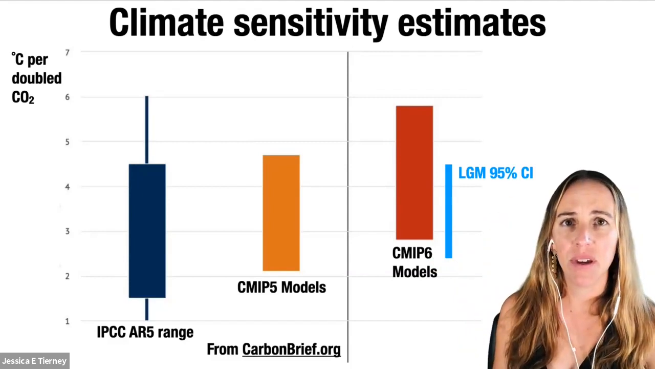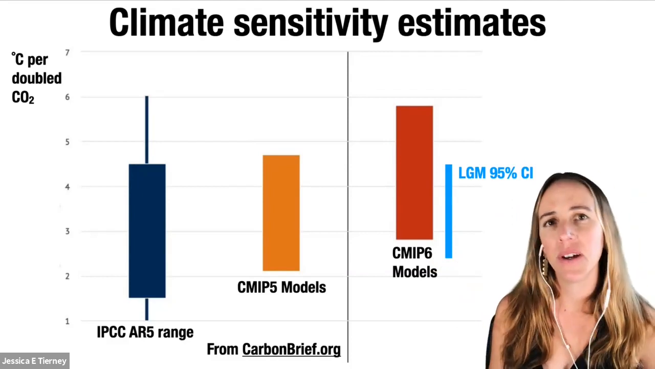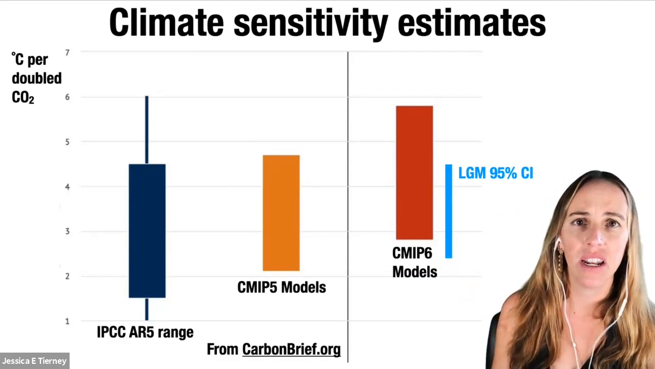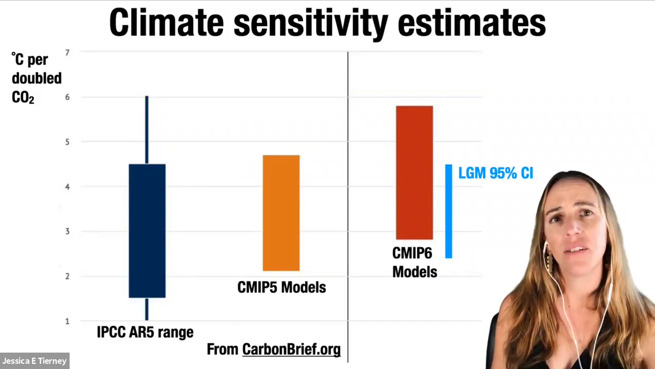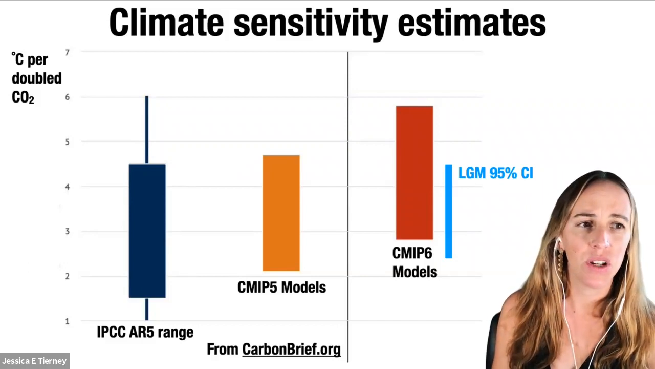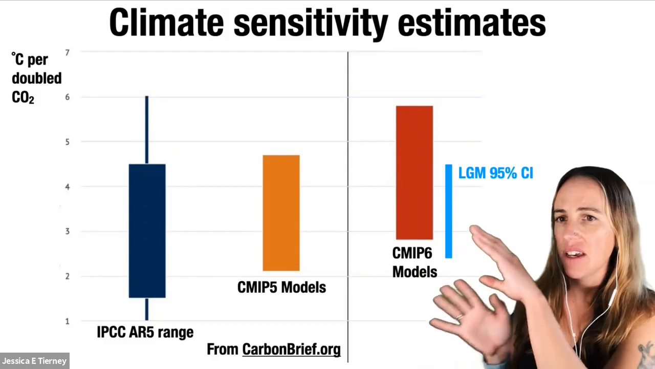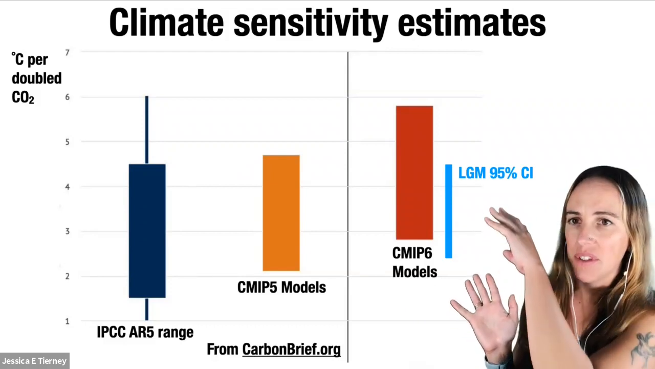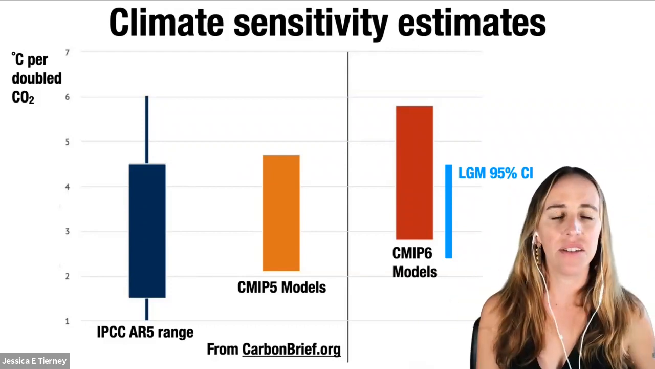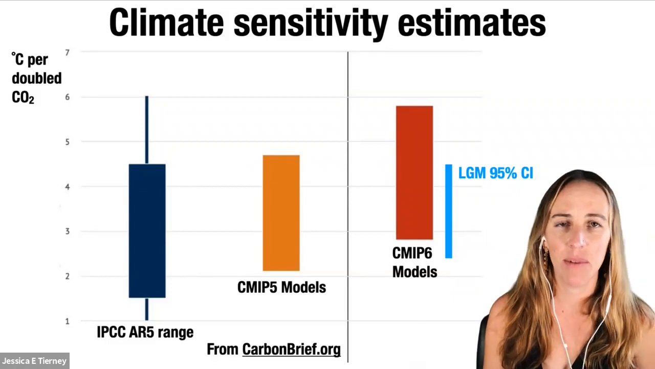And so there's been a lot of speculation whether these models are too sensitive or not, and how much, therefore, we should trust their future projections of climate change by 2100. And you can see here, the LGM constraint definitely rules out some of the higher sensitivities that are coming out in the CMIP6 models.